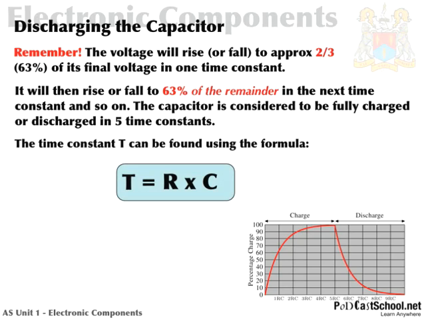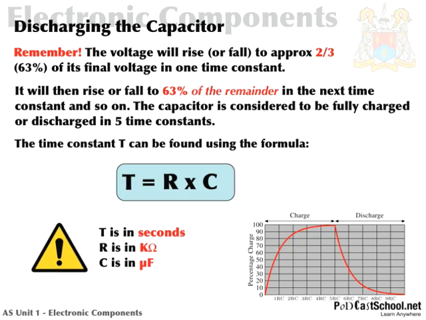Okay, and I've already alluded to it. The time constant can be given by multiplying the value for R, which it's charging through, times the capacitance itself. And you should remember that T is in seconds, R is in kiloohms, 1000 ohms, and C is in microfarads.